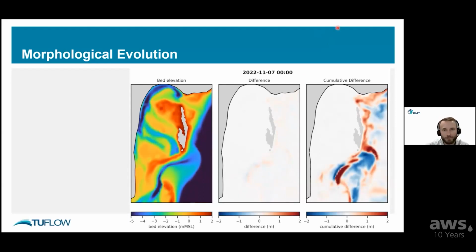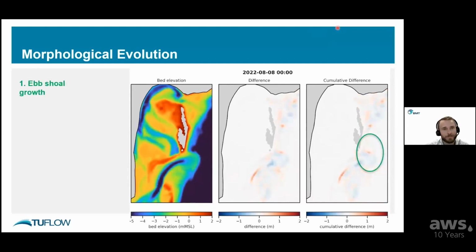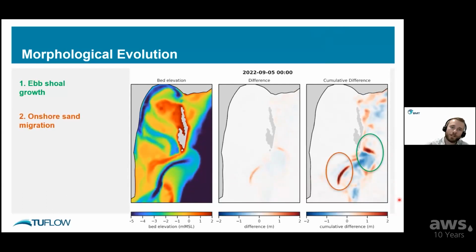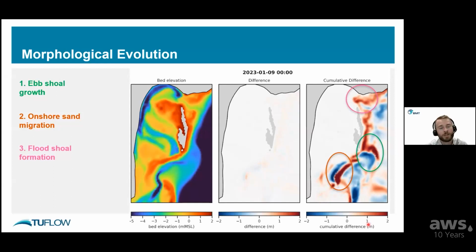If we go through those key morphological processes again, first up, we can see how this ebb shoal grows. We can also see that there's an onshore migration of sand going in. And we can see the flood shoal forming up at Caloundra Bar, closing the mouth.